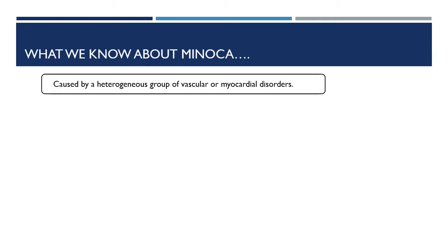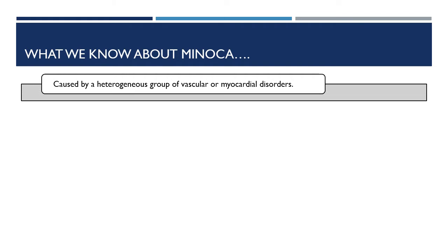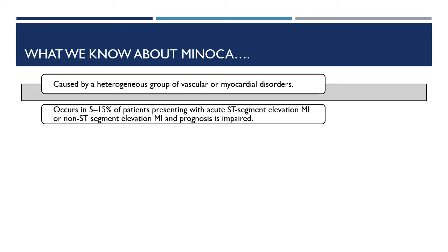What we know about Minoca is that it is caused by a heterogeneous group of vascular or myocardial disorders. So basically it's a disorder that has a heterogeneous pathophysiology involving vascular and myocardial disorders. It occurs in 5 to 15% of patients presenting with acute ST segment elevation MI or non-ST segment elevation MI, and the prognosis of such patients is impaired. So 5 to 15% of the patients landing in the cardiology ER with acute coronary syndrome are supposed to have the diagnosis of Minoca.